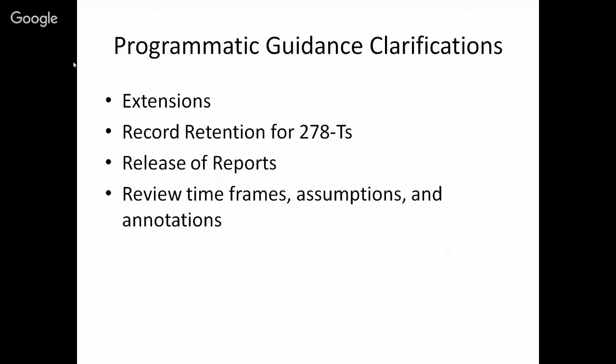Also, the guide for the first time provides rules about the retention of the 278 T's. Ethics officials are required to keep the 278 T's until 7 years after the receipt of the T, or until the related subsequent OGE 278e form is ready for destruction, which is 6 years after its filing.